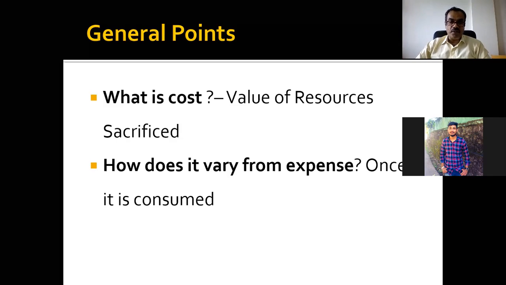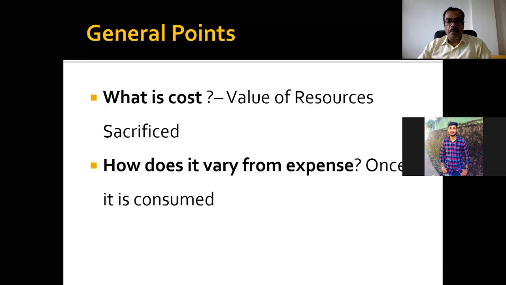You produce 100, at 50, 5,000, but you were able to sell only 90. Then 60 into 90, 5,400, is your revenue. And the cost would be 50 into 90, 4,500. The difference is just 900. In that case, expense becomes 4,500, whereas the total cost of production is still 5,000. Now you see, cost can vary from expense.